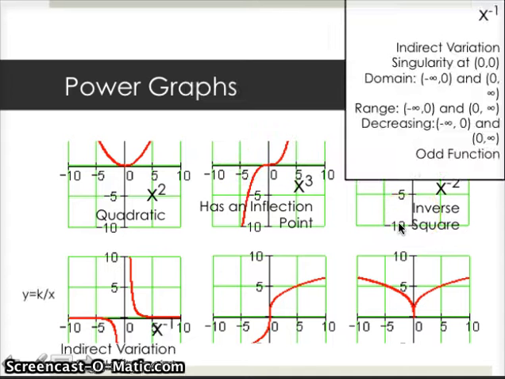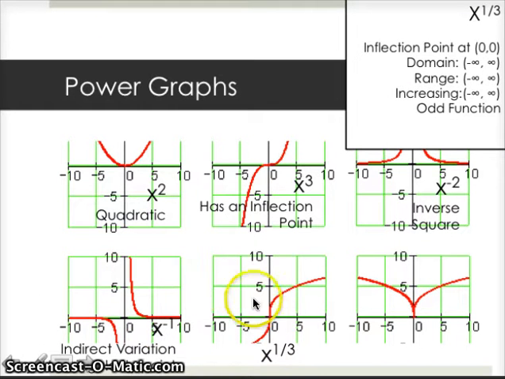Alright, and then we have our indirect variation. This is the graph y equals k over x, indirect variation, which you might remember. Again, we have another singularity at 0. It's never touching that value, and the graph happens to be odd because this time we can rotate the graph 180 degrees, and upside down it would look the same. So it's an odd function.